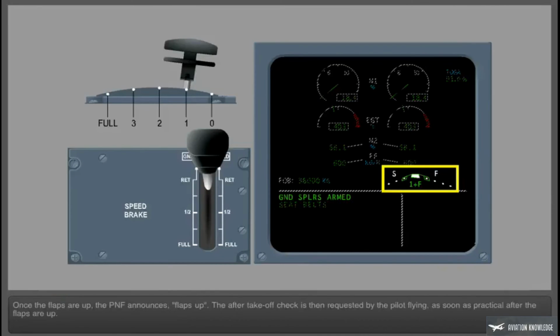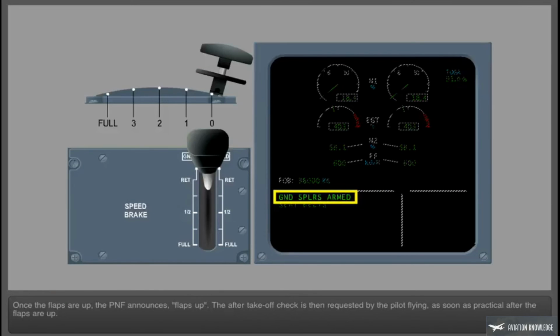Once the flaps are up, the PNF announces flaps up. The after takeoff check is then requested by the pilot flying as soon as practical after the flaps are up. The PNF disarms the spoilers by pressing straight down on the speed brake lever. Disarm the spoilers, then touch the right arrow to continue.